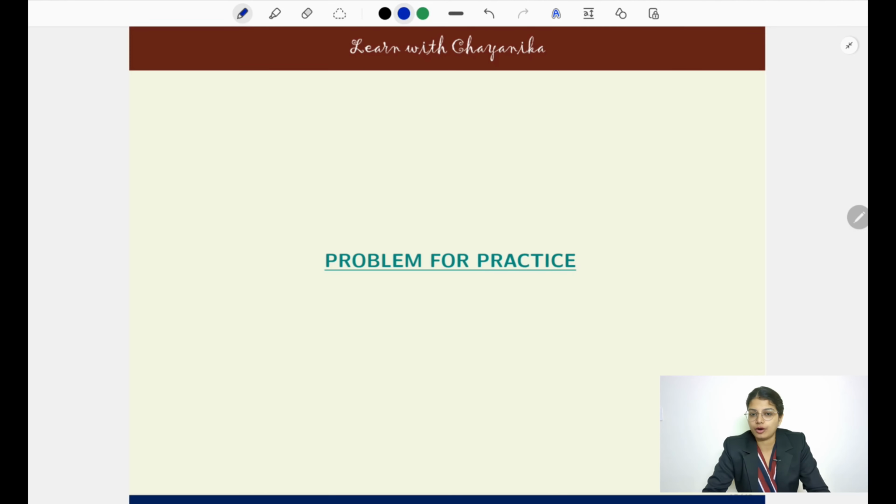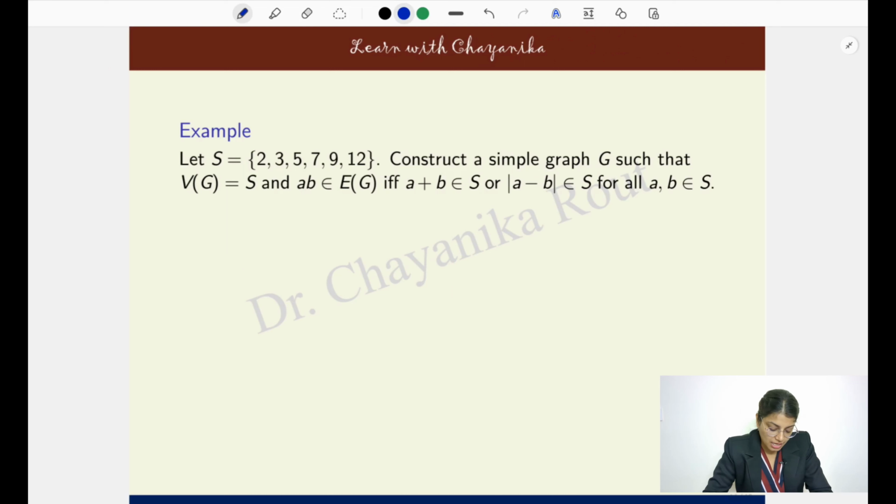Lastly, we have a problem for our practice. So let's see what problem is there for us. Okay, so here we are given that there is a set S which contains 6 elements. The elements are 2, 3, 5, 7, 9 and 12. Our question is to construct a simple graph. Okay, so this is one important point that we should remember. The graph has to be a simple graph. Now what do you mean by simple? It should have no loop. It should not have any multiple edges.